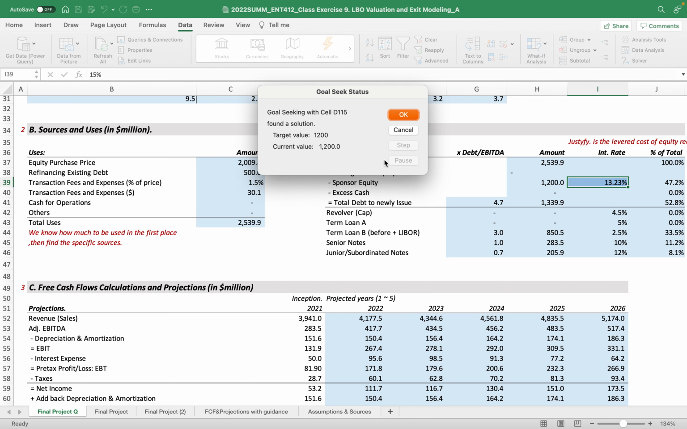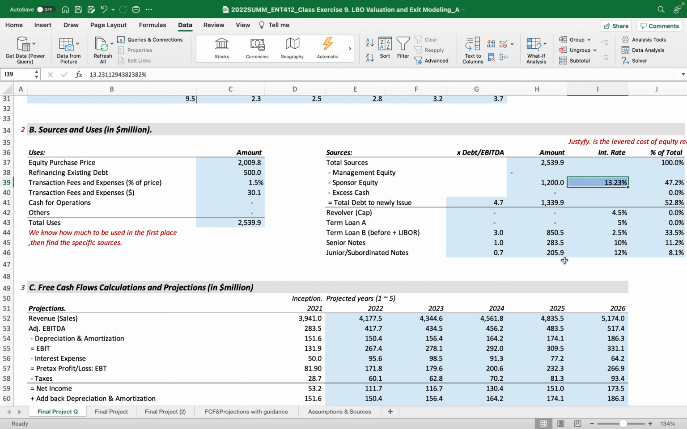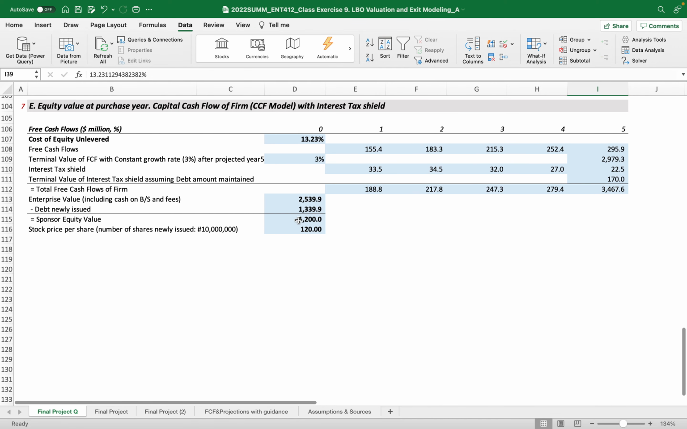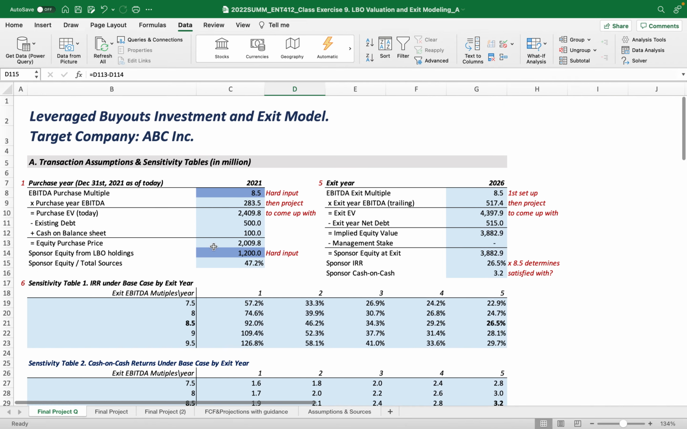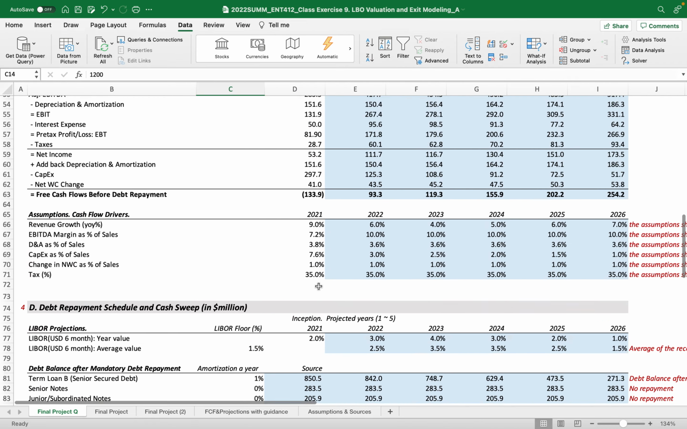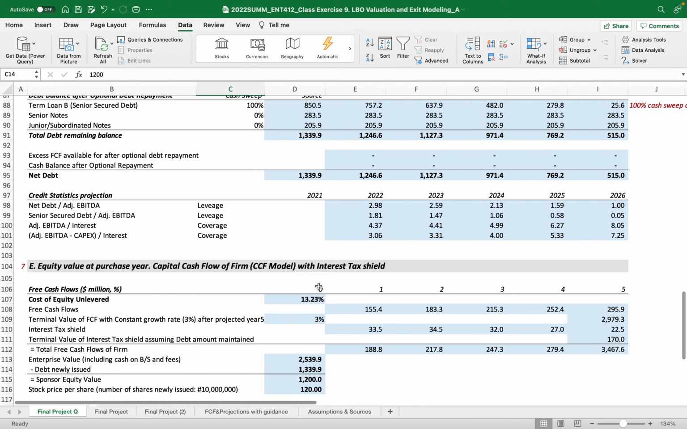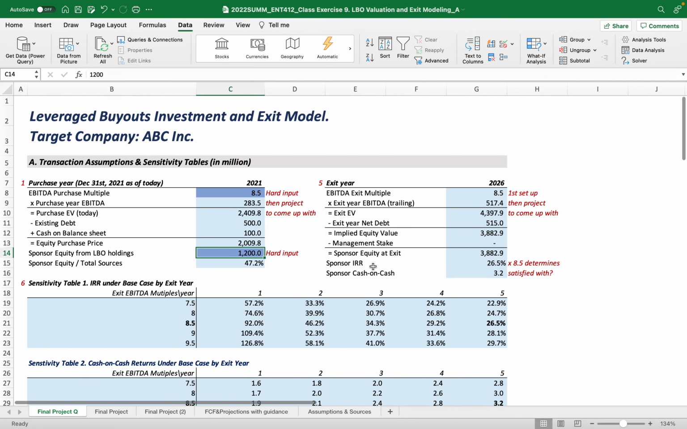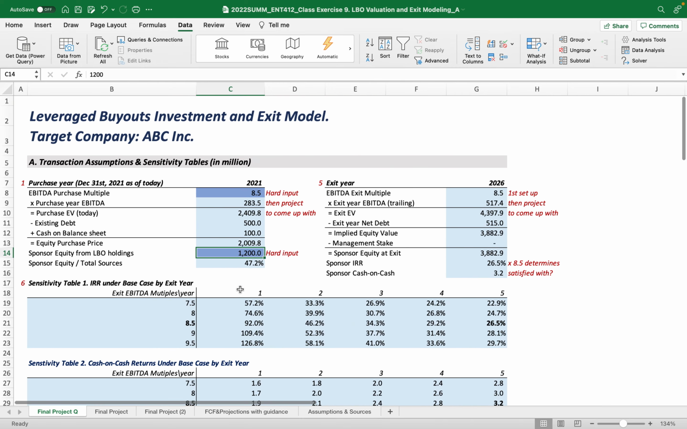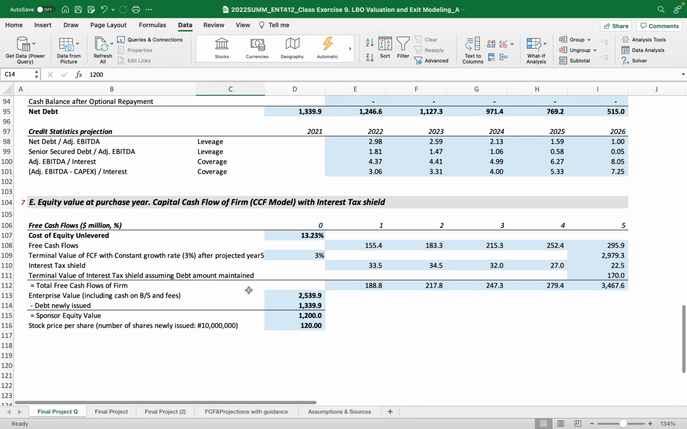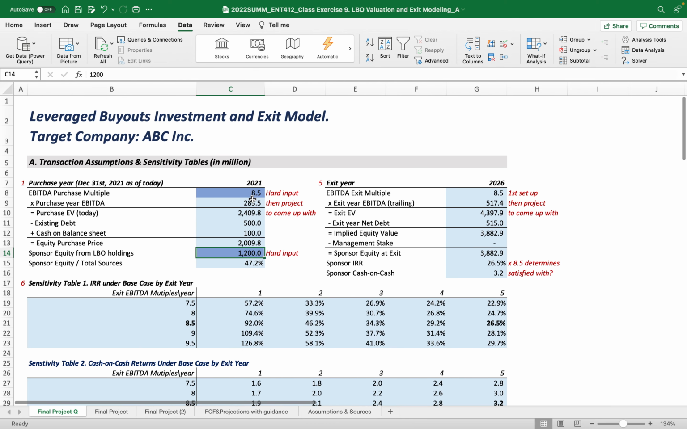Okay, so 13.23%, so that we can match the discount rate, and then we can match the sponsor equity value by the CCF model with the multiple model here, 1200. And then we complete all of this LBO valuation and the exit model through the multiple method and the CCF model as well. Okay, so see you guys. Bye bye.